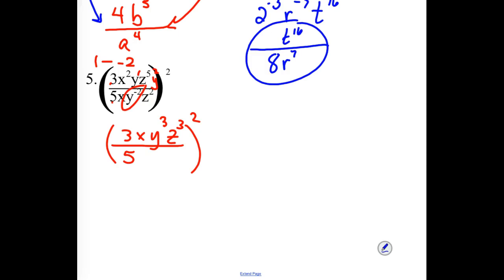All right, looking at squaring this. 3 squared should give us a 9, and 5 squared would be 25 for the coefficient part. Looking at our x's, we have x to the first raised to the second. Power to a power, we multiply those exponents. So we end up with x squared. For the y's, we get y to the 6th and then z to the 6th as well.